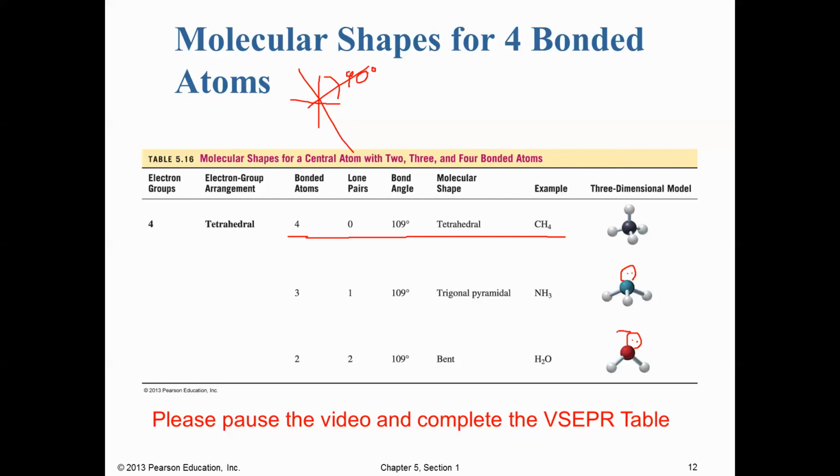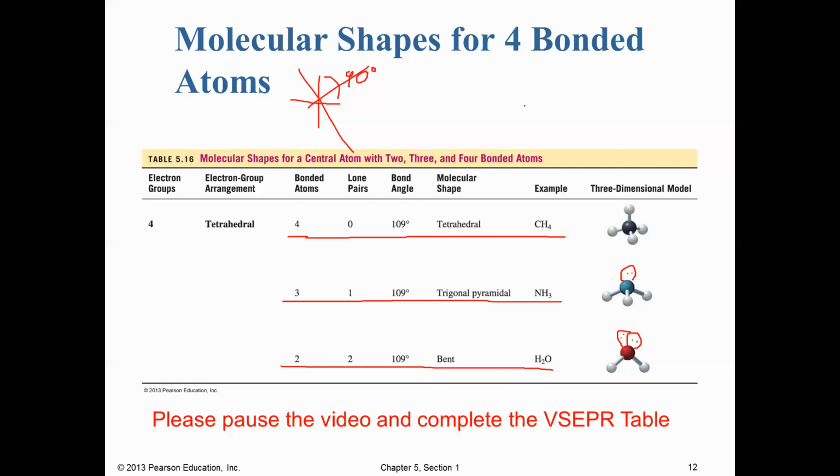And then sort of eclipsed behind it, we can put in our second lone pair right there. So there's our 2 lone pairs on our water molecule. So now we have 3 bonded atoms, 1 lone pair is going to be trigonal pyramidal, and 2 bonded atoms and 2 lone pairs is going to be bent 109 this time because we have different angles, we have more stuff.